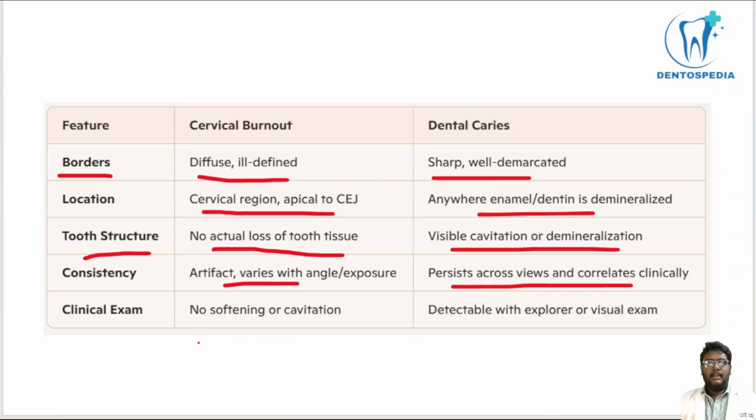And yes, you can see the softening and cavitation here. With cervical burnout, there is no cavitation or softening of the tooth on clinical examination, whereas you can detect softening or catching of the probe if there is any dental caries. So that's the most important radiographic error which we have to differentiate from dental caries. This is an important MCQ.